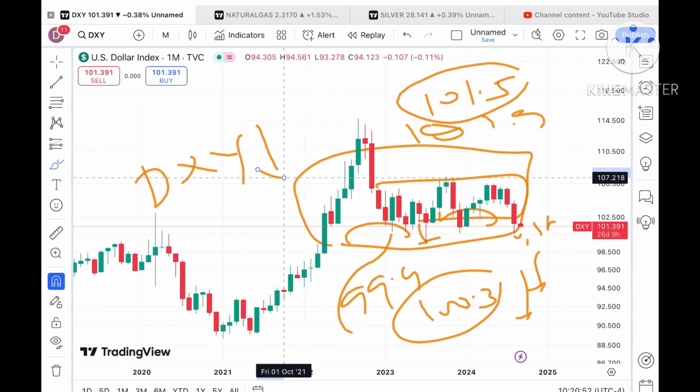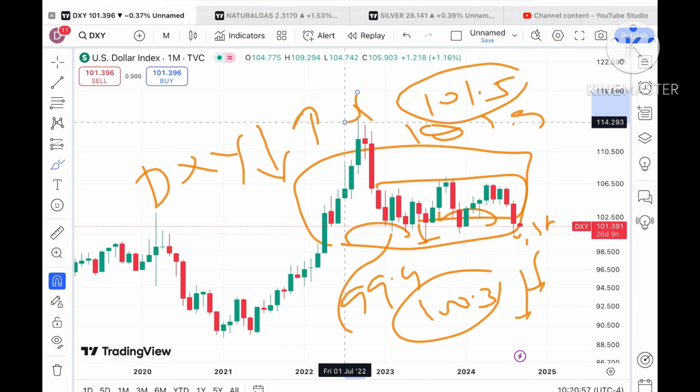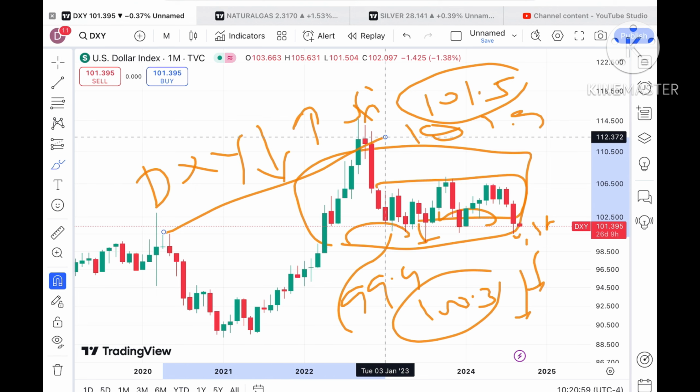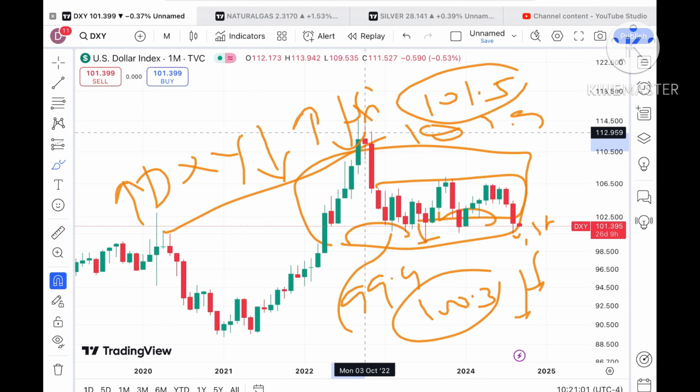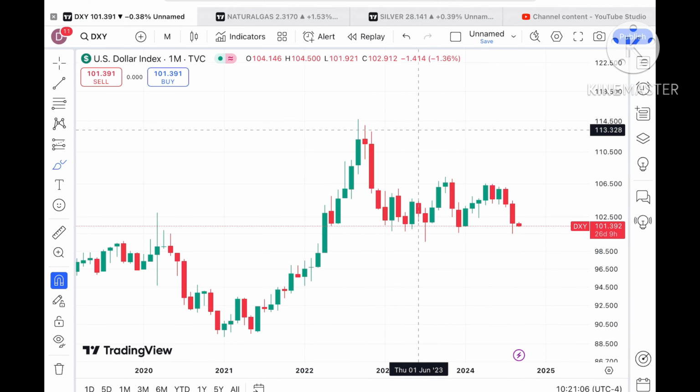Keeping that in mind, if the dollar index starts going down, we can see the price of silver will go upside. But if the price of the dollar starts going upside, we can see the price of silver will go down, because they are inversely related.